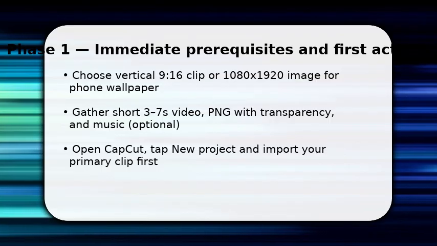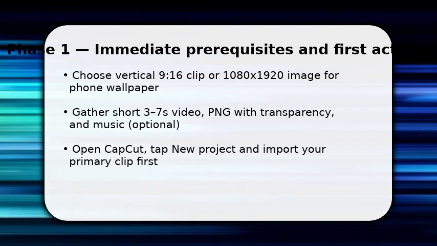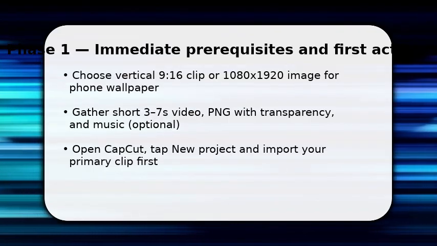Once imported, trim the clip to 3 to 7 seconds if you want a looping wallpaper, because shorter loops save space and battery. Make sure the clip's important content sits inside the safe frame. This prevents cropping on different phones. Next, import any PNG overlays or music you plan to use and place them on the timeline.